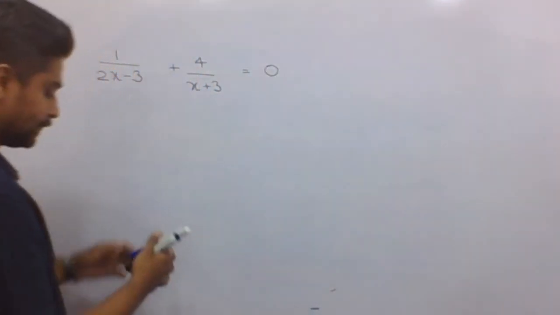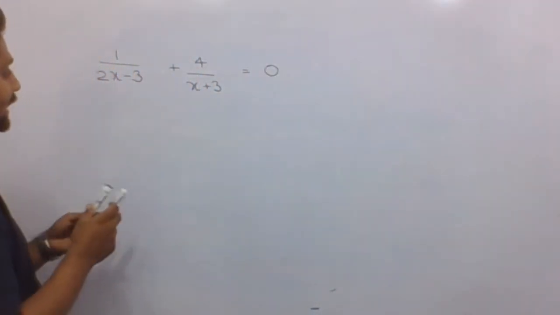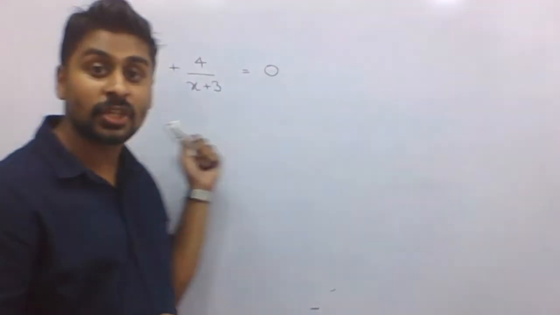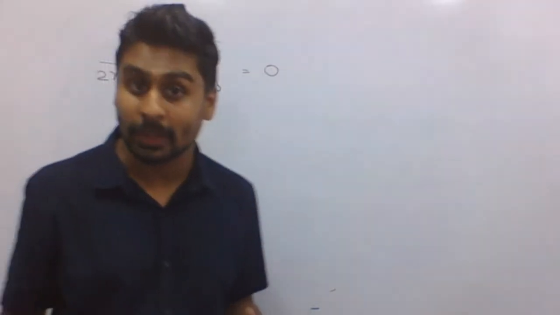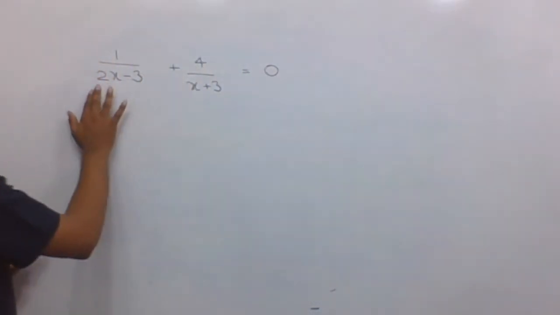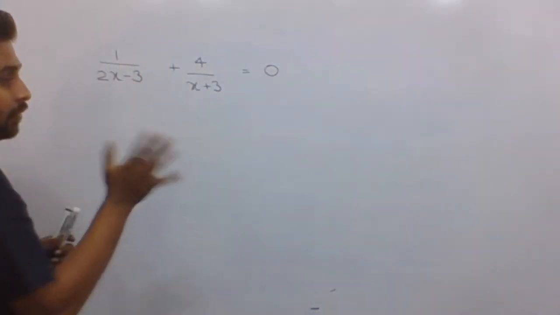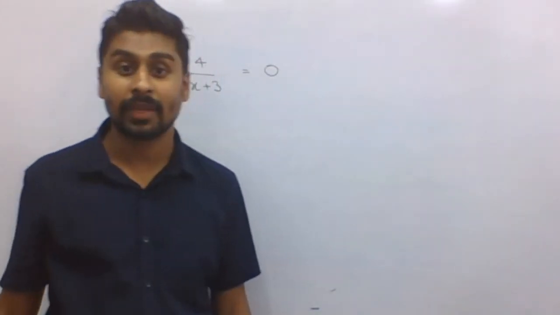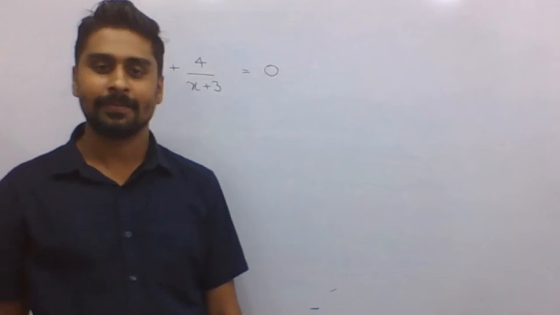Okay, let's do it. Now look here. I will do the second of these methods. Right, look at here. What is the common denominator? Here the denominator is 2x minus 3, here x plus 3. So what is the common denominator?